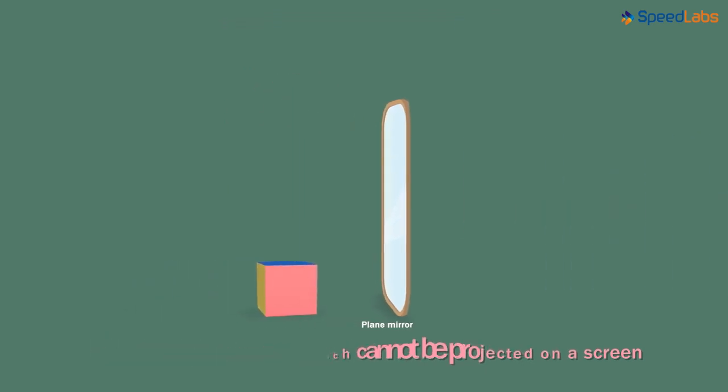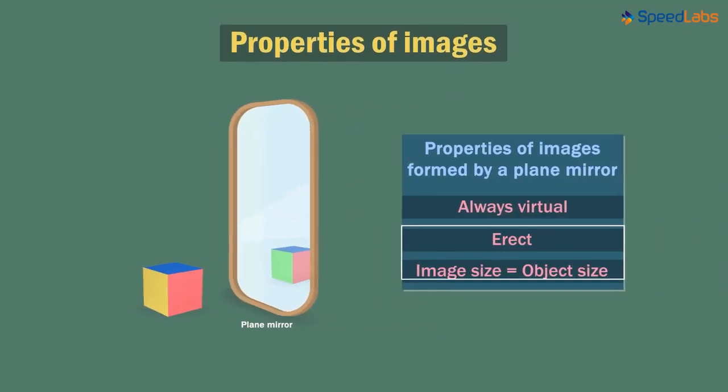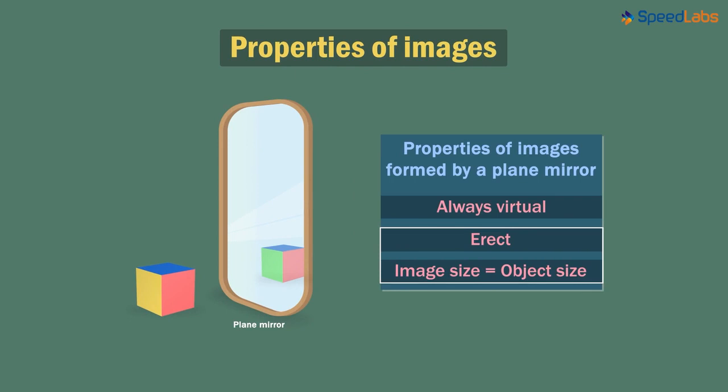For instance, here, if I keep a white cardboard sheet which will act as a screen, I will not see the image projected on it. The second and the third property tell us that the image is erect and it's of the same size as the object. Now let's move on to the fourth property.